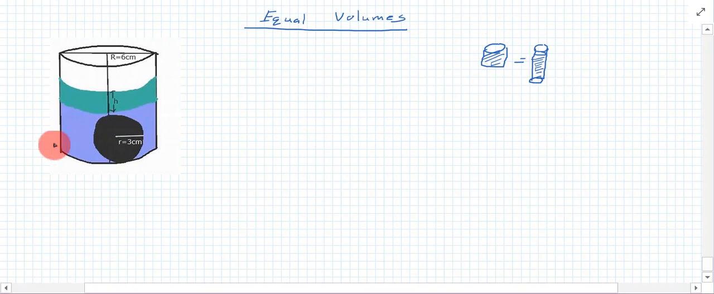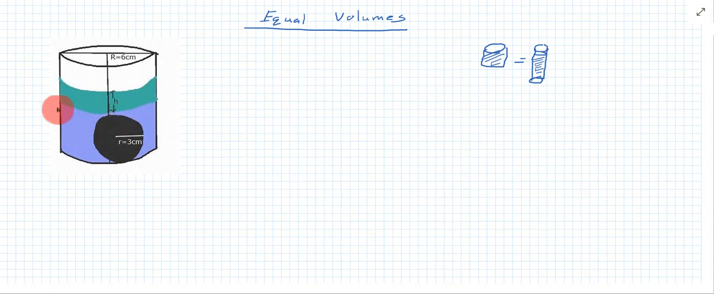The same thing happens as well. So if we take something like this, let's say we have a volume of water that's in a cylinder, and we take a solid object and we submerge that solid object into water. What's going to happen is it's going to displace its volume in water.